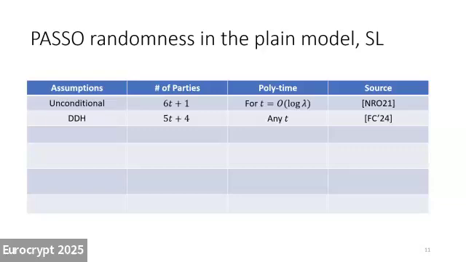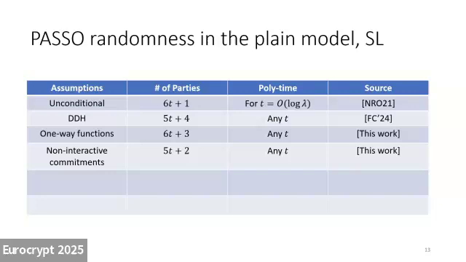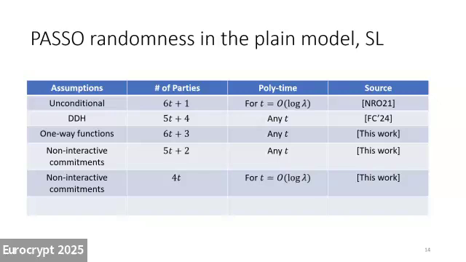Okay, so these are some previous results. We had the information theoretic protocol by Nielsen, Ibero, and Dabrimsky, and the DDH protocol, which was from our last FC paper. In this paper, we introduced a few protocols based on different assumptions. Our first one was based on one-way functions. Then we provided some variants which are based on non-interactive commitments.